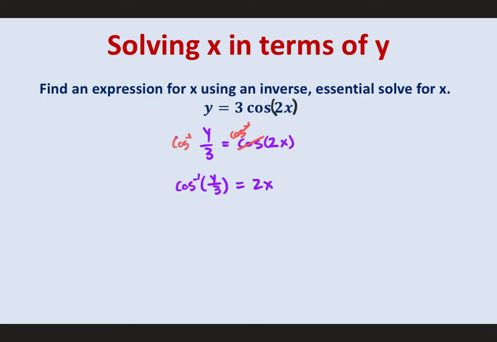All right, so last thing, if we want to get the x by itself, we divide by 2. So we'll end up with x equals the inverse cosine of y over 3, divided by 2. And that's our answer. That's where we're at. Awesome. Okay, so that's one type of problem we'll run into. Another type of problem we'll see on the next slide.